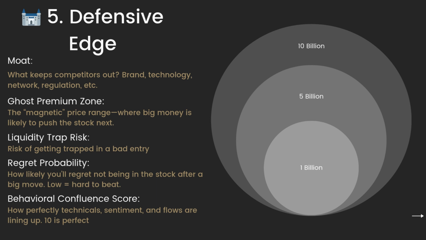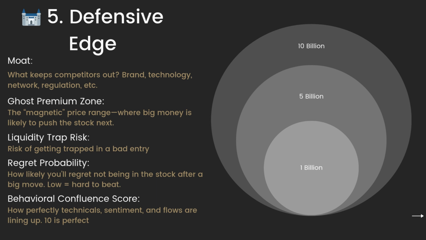For example, Chipotle, whenever they set up shop somewhere, they get to know the local farmers and cut them a deal. Now, we talk about the ghost premium zone as well, which is really the magnetic price range where institutional money is likely to push the stock next, and then we have a regret probability. And this is how likely you are to regret not being in the stock after a big move.